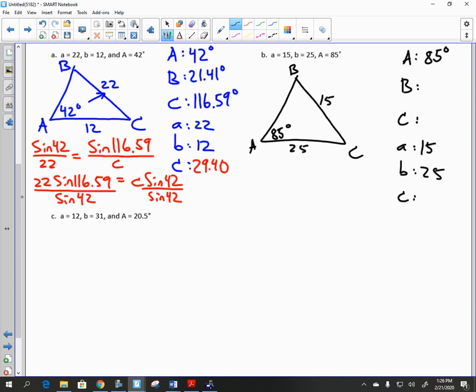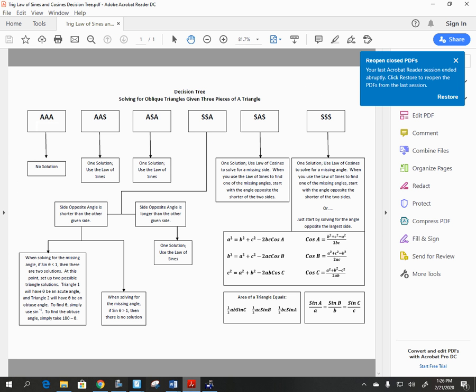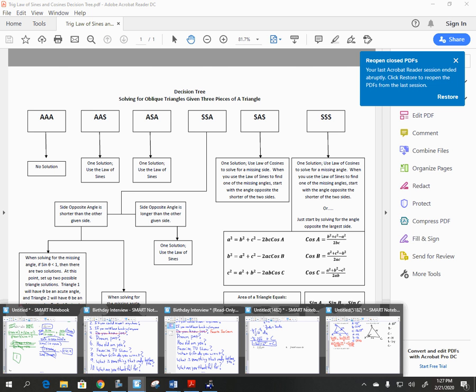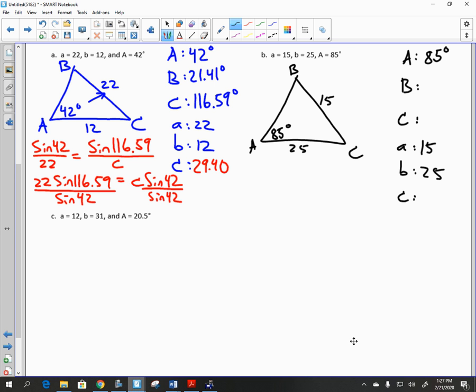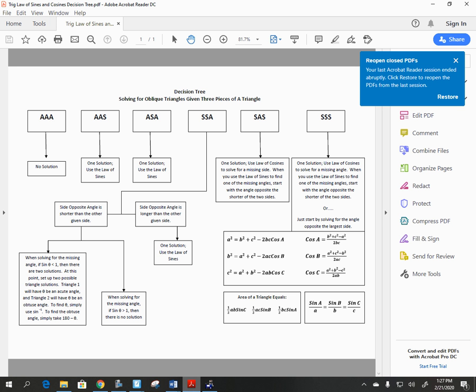Okay, so which of the six cases is this? This is another side-side-angle, isn't it? So we're back to the donkey situation. We go down, Leslie's already seeing it. We look down here, and it's a side-side-angle. Is the side opposite the angle longer or shorter than the other given side? It's shorter. The side opposite the angle is 15, the other one's 25, so that's shorter. If it's shorter, I've got a tough deal here.